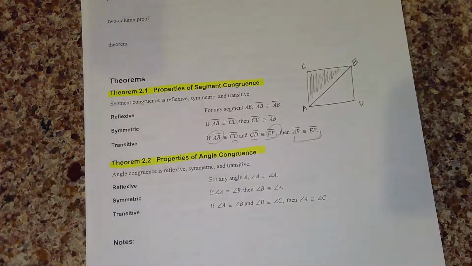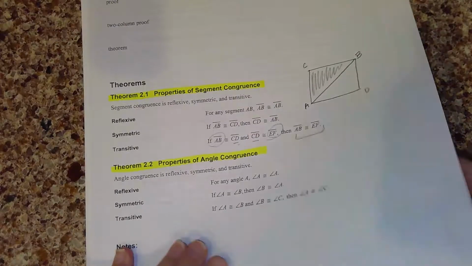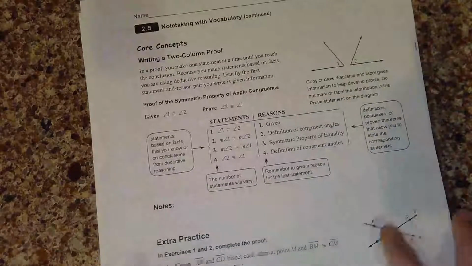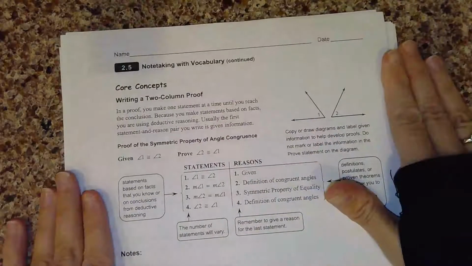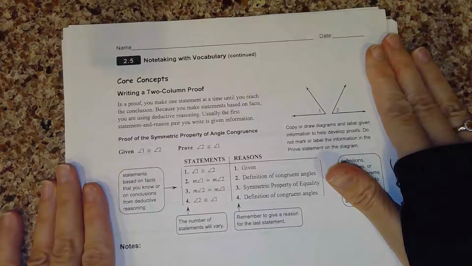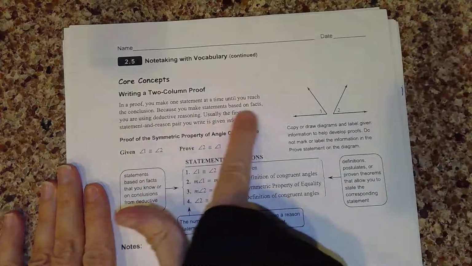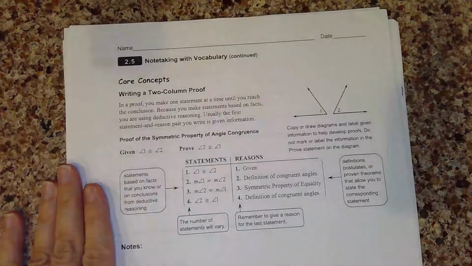So it's easier, like I said, to kind of get into the proofs. Let's go ahead and look at what we're going to be doing today. So this is a nice little diagram of what a two-column proof is going to look like. So it says, in a proof, you make statements one at a time until you reach a conclusion.